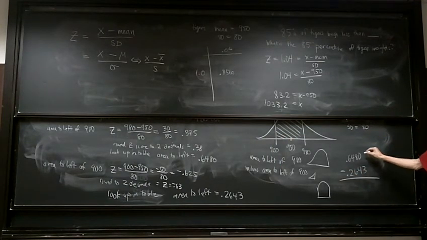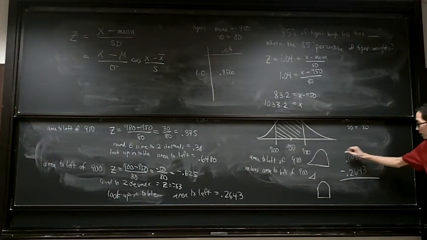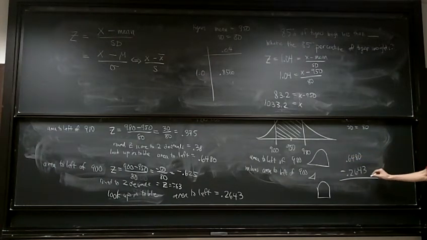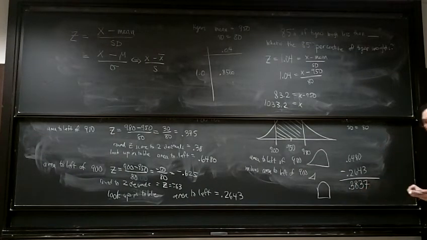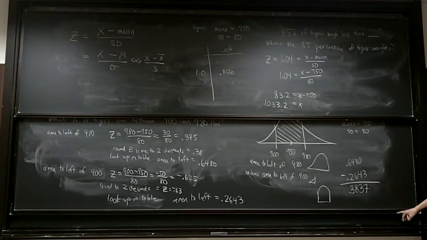Now I take the difference between the area to the left of 980 and the area to the left of 900, and I get 0.3837. I'll let you copy that down.